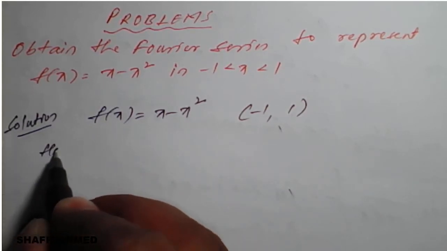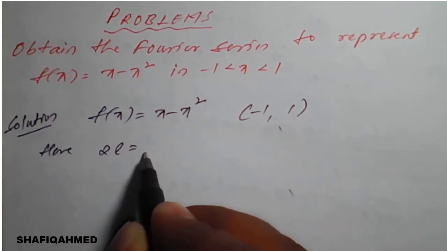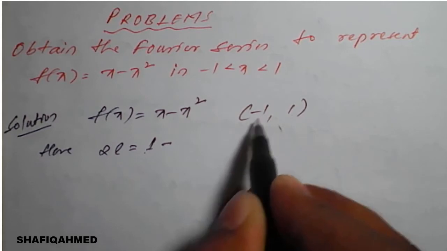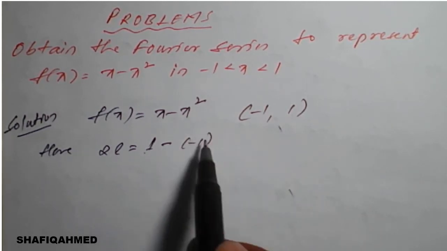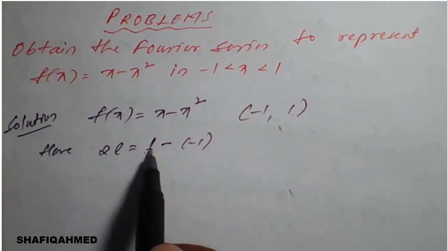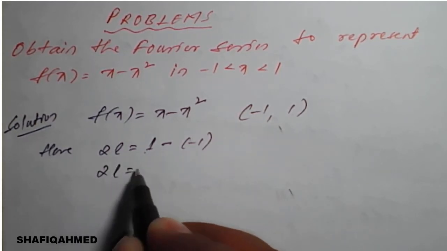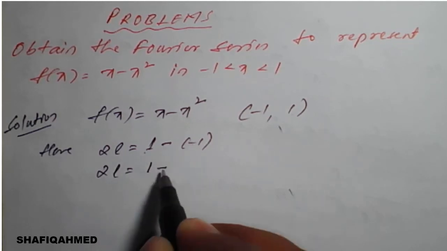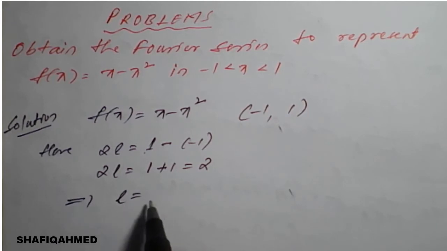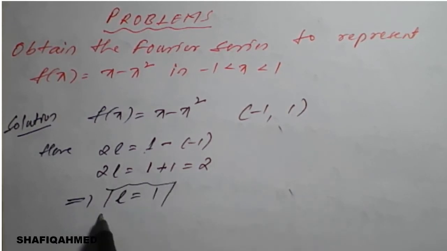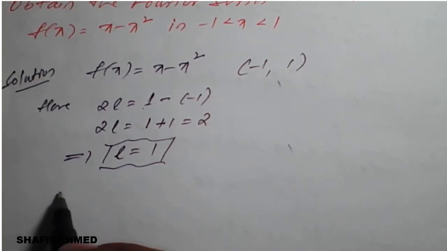So 2L is equal to upper value minus lower value. Upper value is 1, lower value is minus 1. So 2L is equal to 1 minus of minus 1, which is 1 plus 1, which is nothing but 2. Which implies the value of L is 1. Once we get this, now we'll think of even and odd.